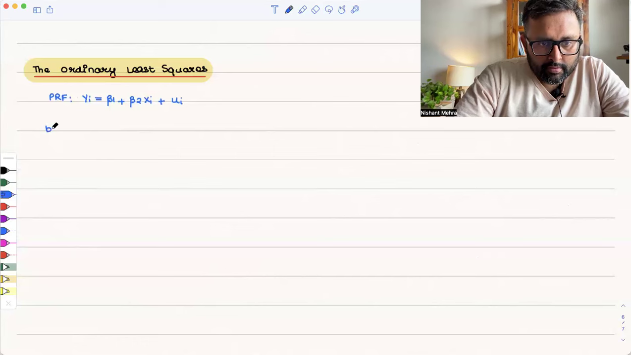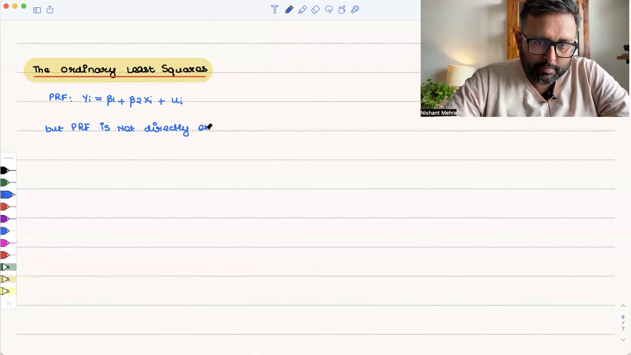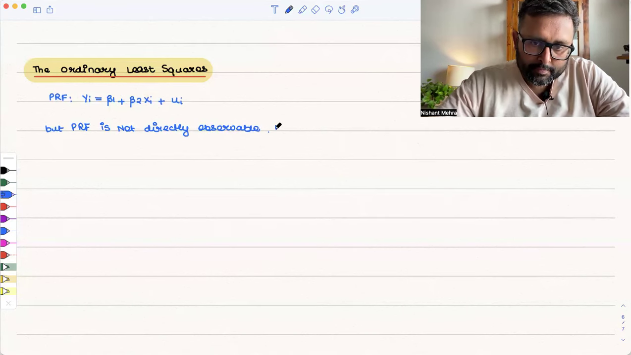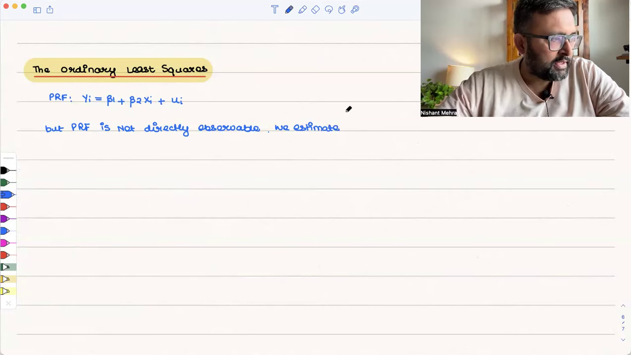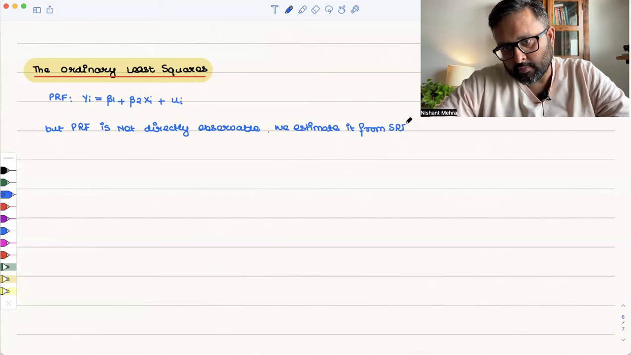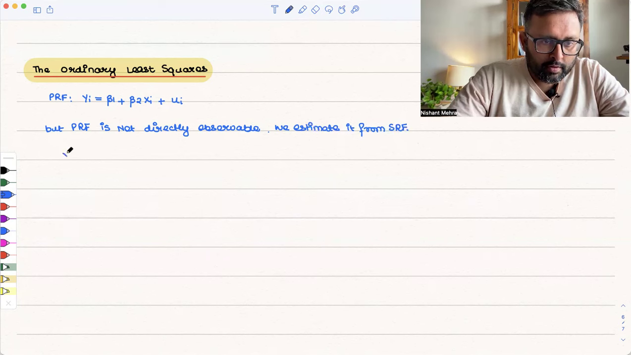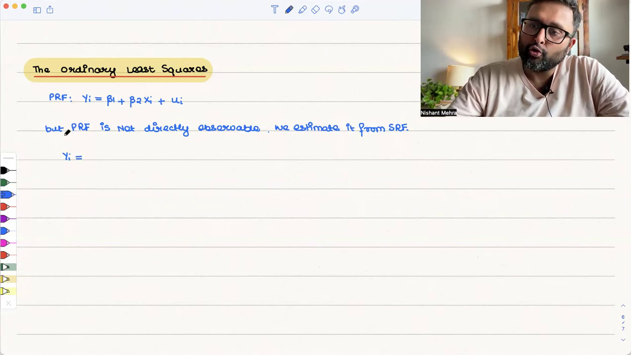But the PRF is not directly observable. We estimate it from the SRF. So we get the estimate for the true value of beta 1. What is that? Beta 1 hat. We get the estimate for the true value of beta 2. What is that? Beta 2 hat. We get the estimate of ui. What is that? ui hat.